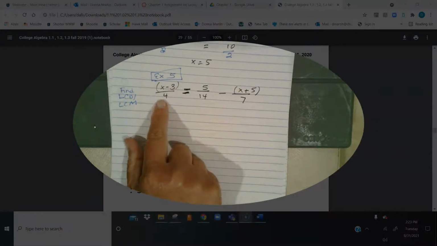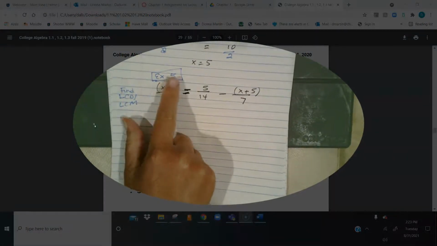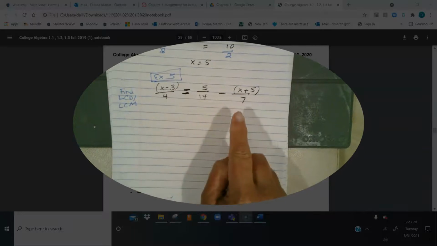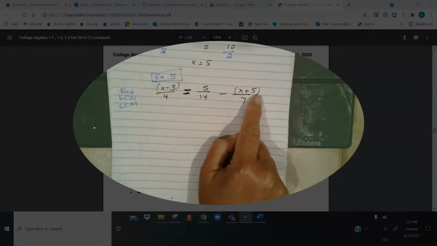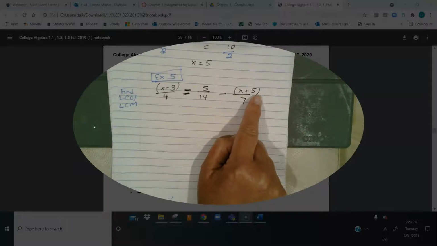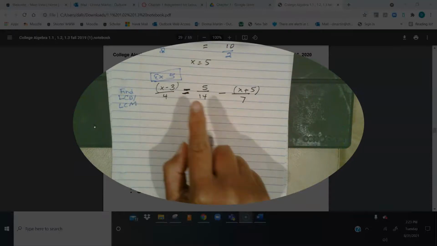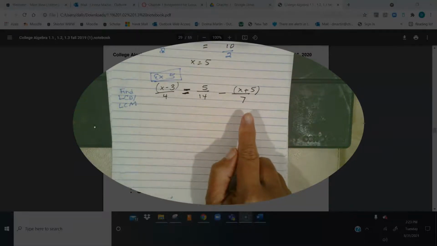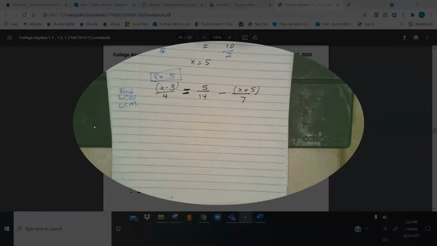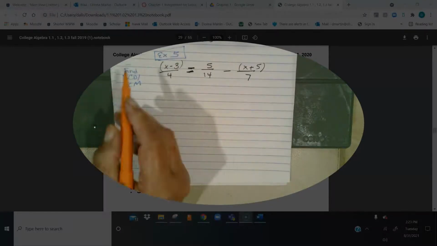This is example 5, and you'll notice that I put that quantity x minus 3 in parentheses, and I also put that quantity x plus 5 in parentheses. These are binomials. Binomials should be grouped. Okay, first things first, common denominator, 4, 14, and 7. We need to know the least common multiple so we know what the common parts would be. The easiest thing to do is just list your multiples and then find the smallest one in the list.